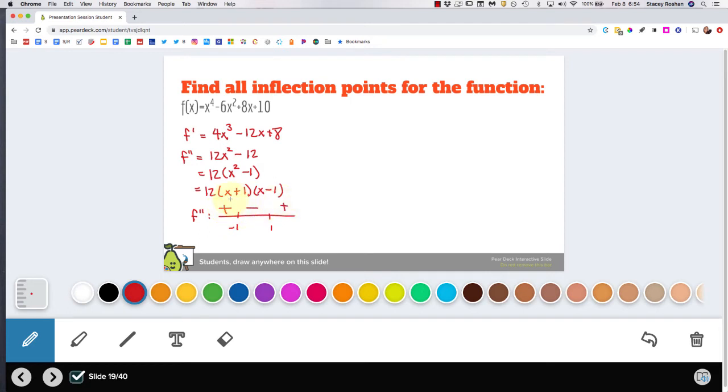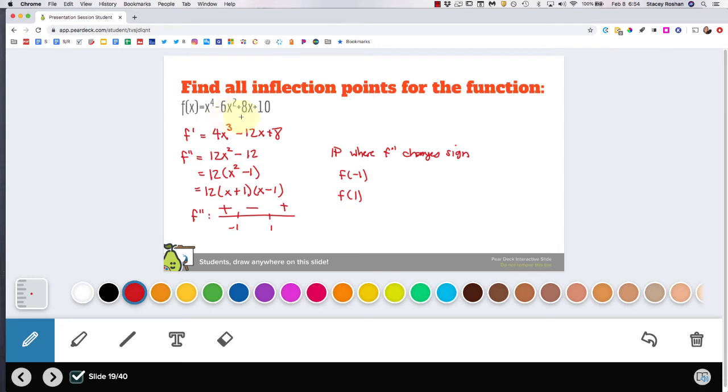But if you need to prove that to yourself, go for it. You can plug in values. If you plugged in a 0, you would get -12. If you plugged in like a -2, you would get 12 times a negative, which would be a positive. So anyway, inflection points are where f double prime changes sign. And so that's going to be at -1 and at 1.